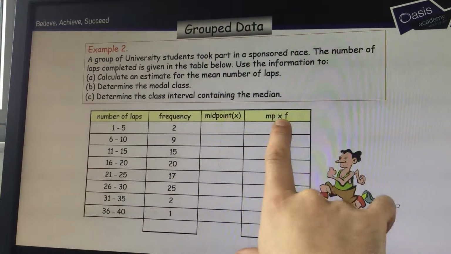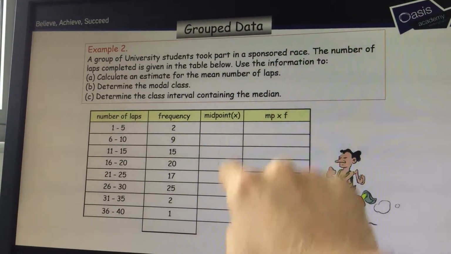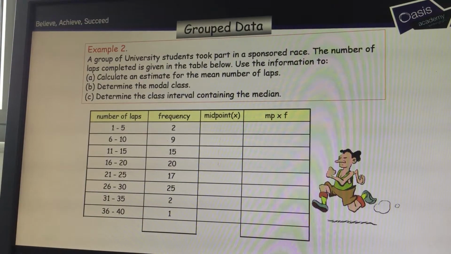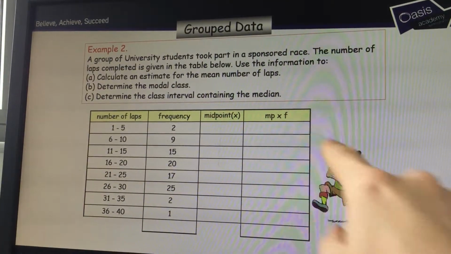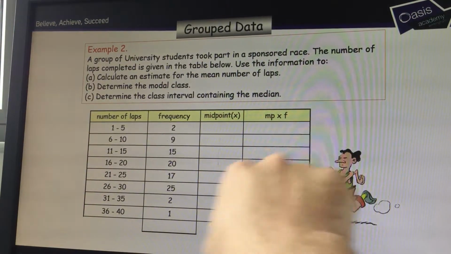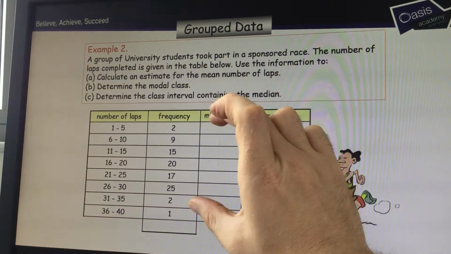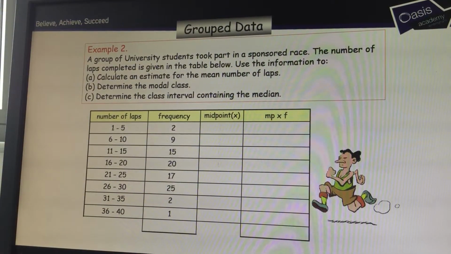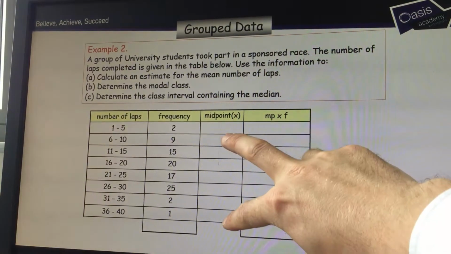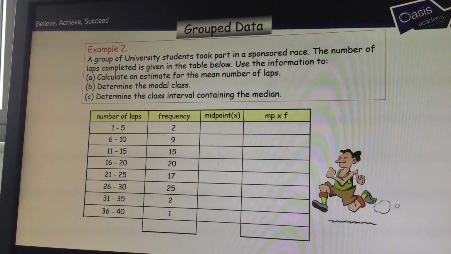You don't need to add the labels, but you need to be able to add these midpoints and midpoints times frequency. You need to be able to do that, not write down the labels. You don't even need to draw the table. You can just do it on the right of it and just make sure it's in the right place. To be honest, you could even do it down somewhere else. The examiner is made to look for these midpoints and is made to look for you doing this.